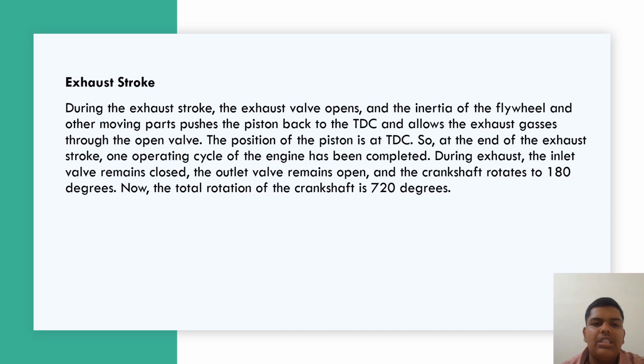Exhaust stroke. During the exhaust stroke, the exhaust valve opens and the inertia of the flywheel and other moving parts pushes the piston back to the TDC and allows the exhaust gases through the open valve. The position of the piston is at TDC, so at the end of the exhaust stroke, one operating cycle of the engine has been completed. During the exhaust stroke, the inlet valve remains closed, the outlet valve remains open, and the crankshaft rotates 180 degrees. Now the rotation of the crankshaft is 720 degrees.